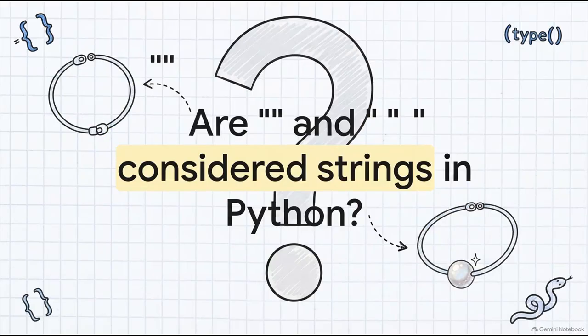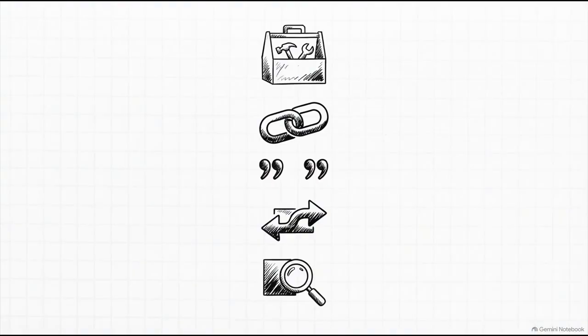Time for another quick test. Are these two sets of quotes actually considered strings in Python? One has absolutely nothing inside, and the other just has a single space. Believe it or not, yes, both are strings. The first is what we call an empty string, basically a necklace with no beads, just the clasps. The second one holds exactly one invisible space character bead. Python treats both of them as perfectly valid strings. Because you're going to use strings all the time, Python gives us special built-in tools just for them.